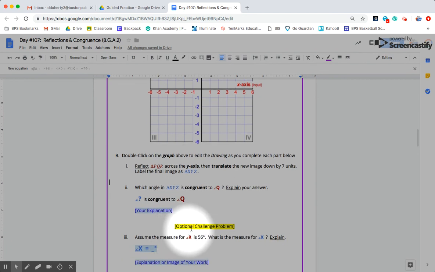The last one was an optional challenge problem. If you have questions about that, grab me or Miss Stewart, talk to classmates. We're not going to have time to cover it in this video today.